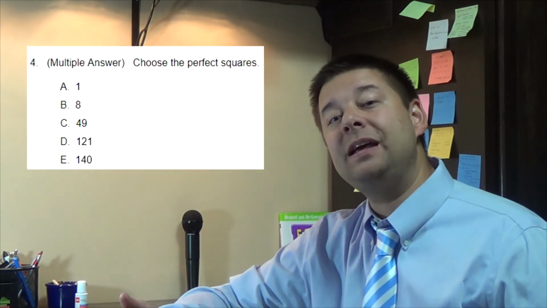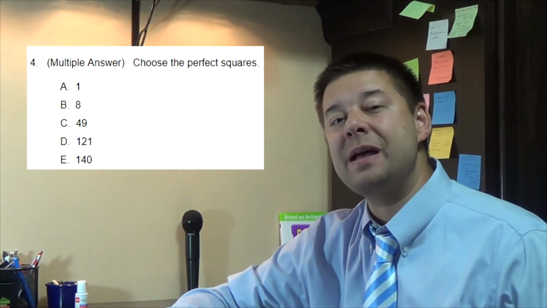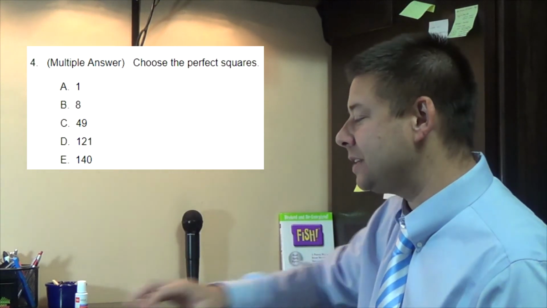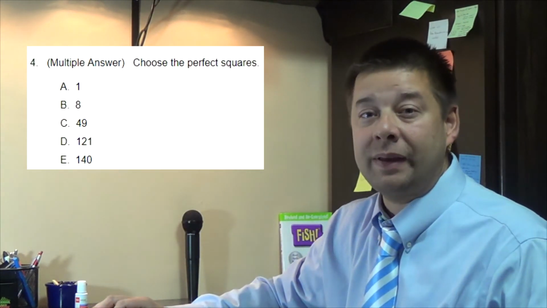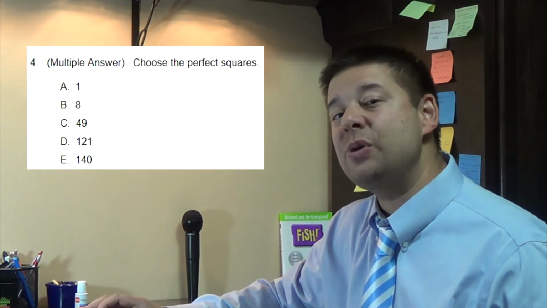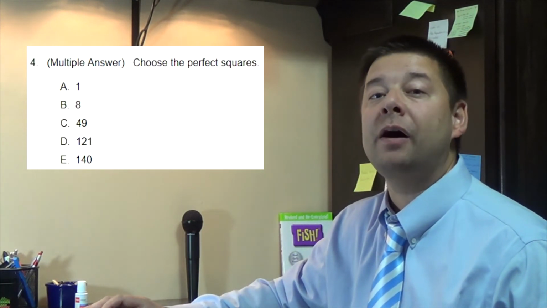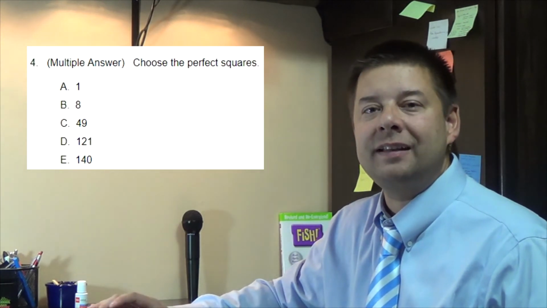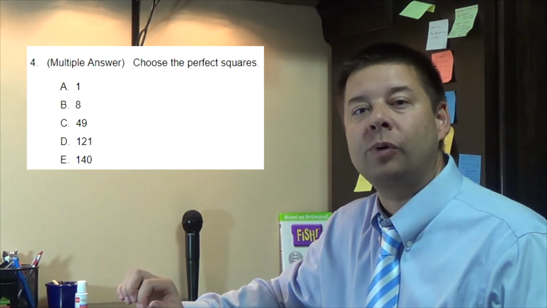All right, with that being said, let's take a look at our paper here and look at each individual option that we have to figure out which ones are perfect squares. I'm going to show you kind of a neat technique that you can borrow and use for yourself that's going to guarantee that you get number 4 correct on your quiz. Let's take a look at it.